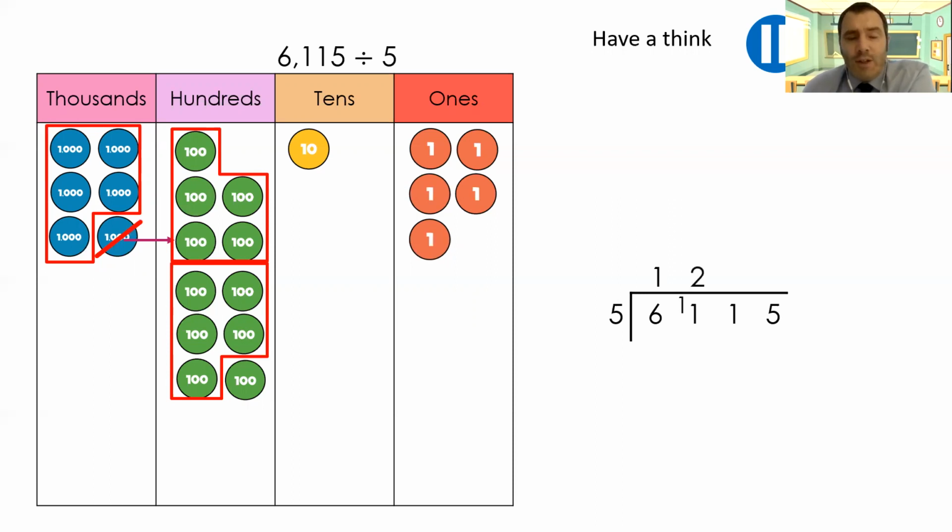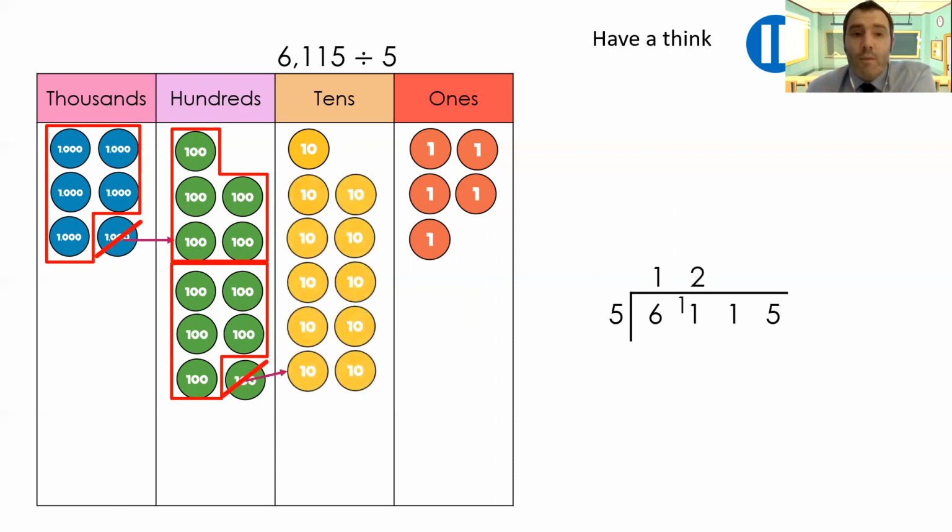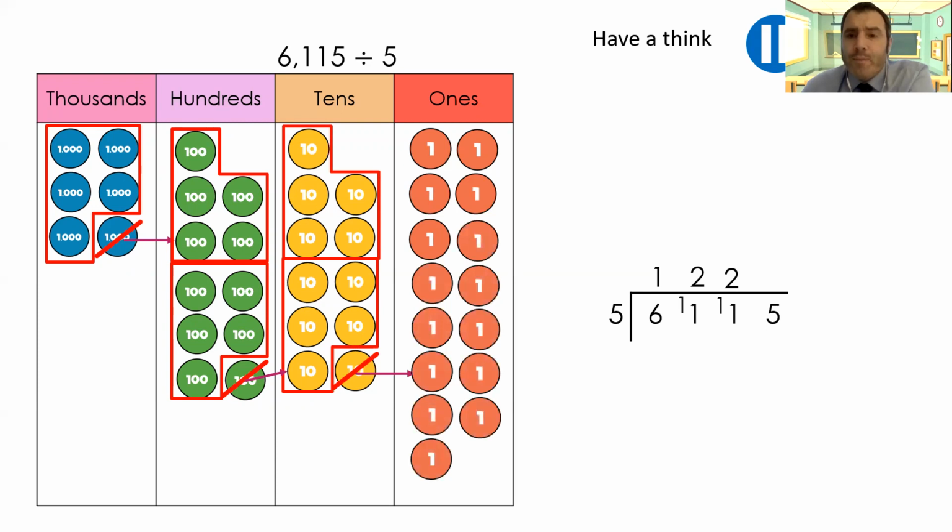The 100 that's left over, I'm going to exchange into my 10s. Again, with the written method, 2 5s make 10. I've got 1 left over, so that's going to come across. That's my exchange done. Same process again. 1 lot of 5, 2 lots of 5. 2 goes above again. I've still got 1 10 left over, so I exchange that into my 1s. So I've now got 15 1s.